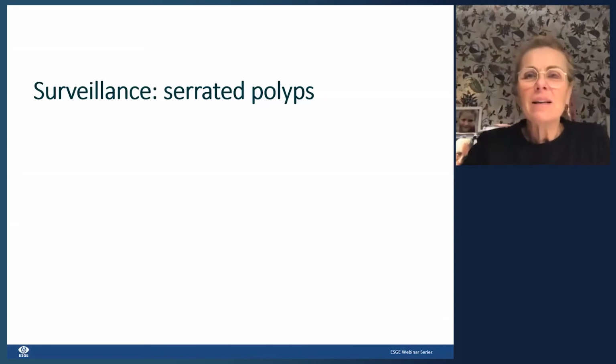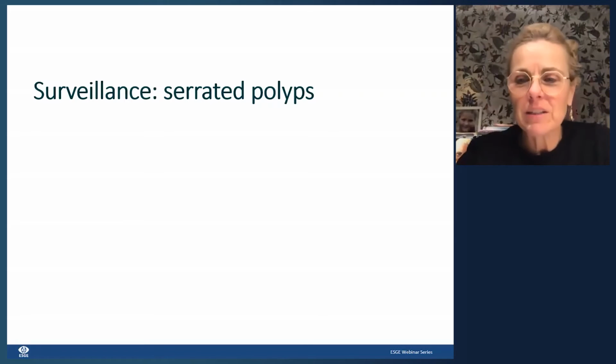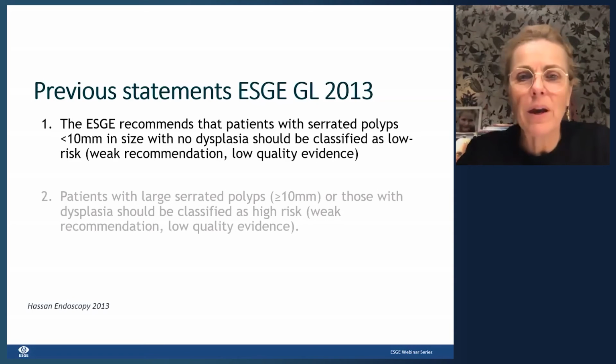So indeed, my next topic is the serrated polyps. After Maria's very clear presentation, I hope to be clear as well, because you saw in her slides that she left out the part on serrated polyps. Well, these are the previous statements from the guideline in 2013 on serrated polyps, which said that any serrated polyp less than 10 millimeters in size without dysplasia should be classified as low risk.